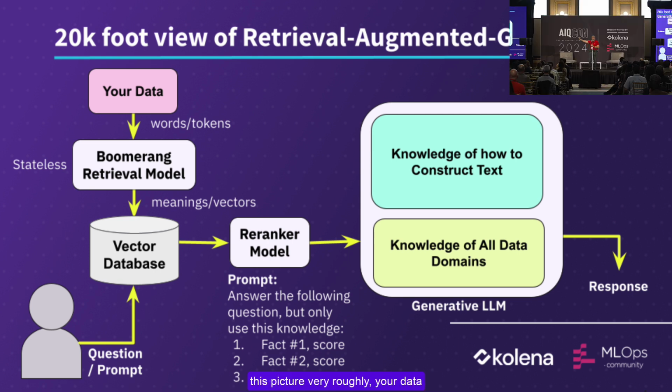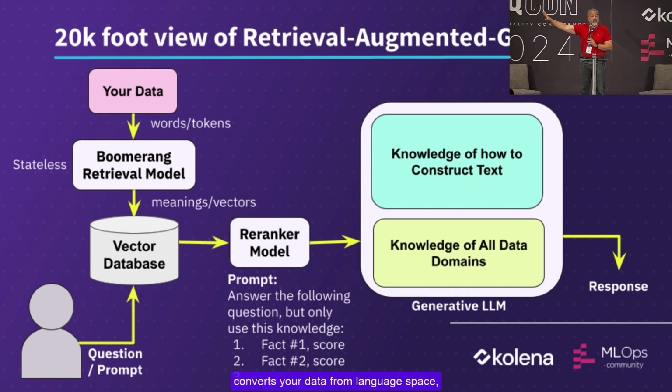So if you look at this picture, very roughly, your data comes in the upper left. Your data goes to an embedding model. In the case of Vectara, we have one of the top models in the world called Boomerang that converts your data from language space, English, French, German, Chinese, Japanese, Korean, et cetera, into a meaning space instead. That meaning space is represented by very long vectors, arrays of numbers. That's why our name is Vectara, by the way. It comes from that notion of a vector. And that's what encodes the meaning of stuff.